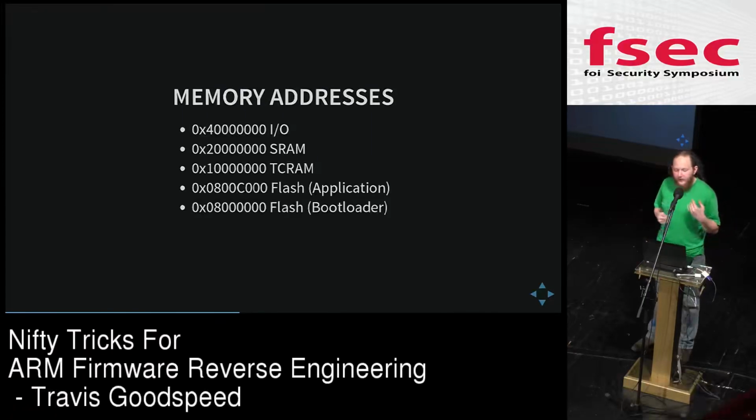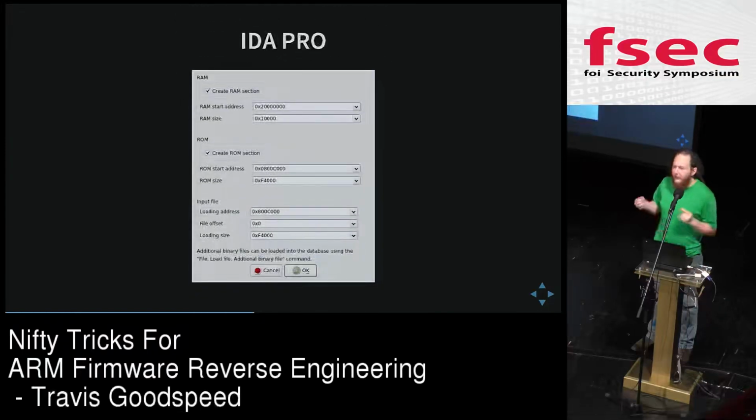You'll also find that anything that begins with 08 is in flash memory. And because the first 48K are taken by the bootloader, the actual application begins at 0800C000. You can then load it into IDA Pro as a binary image beginning at a known address for a known architecture, which is ARM little endian 16-bit. 16-bit refers to the instruction width, not the register width. So this is still a 32-bit CPU. It's just in the denser instruction mode.